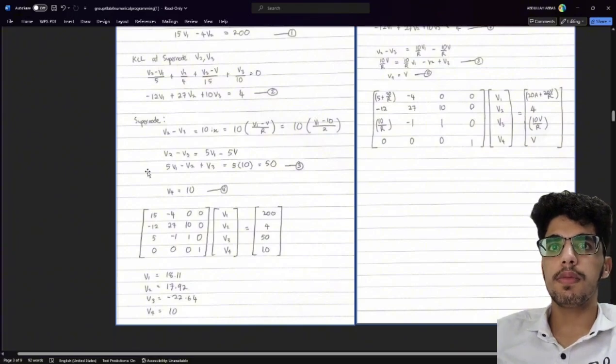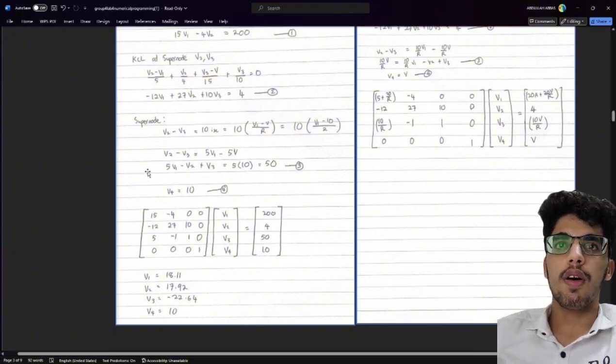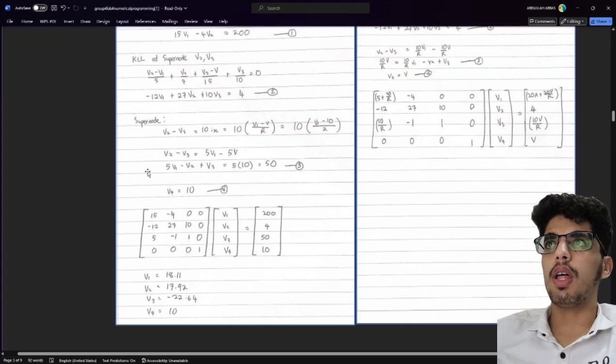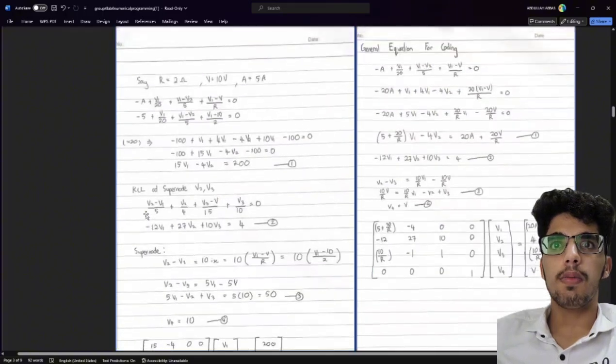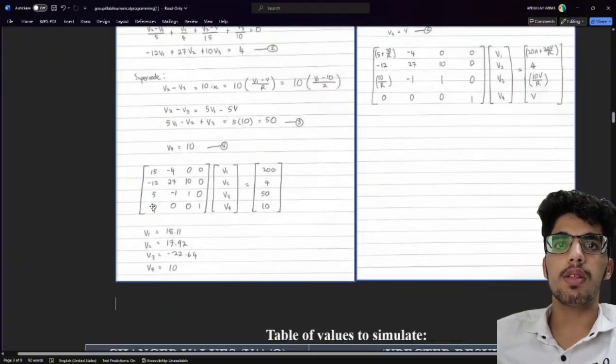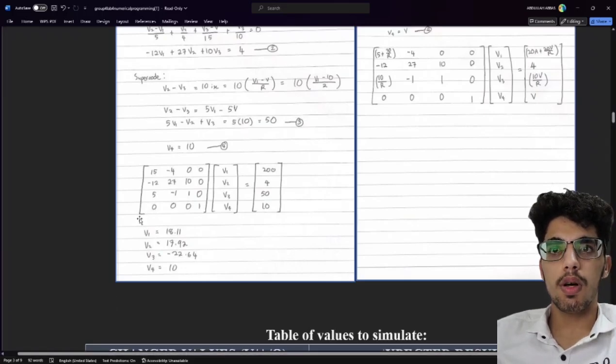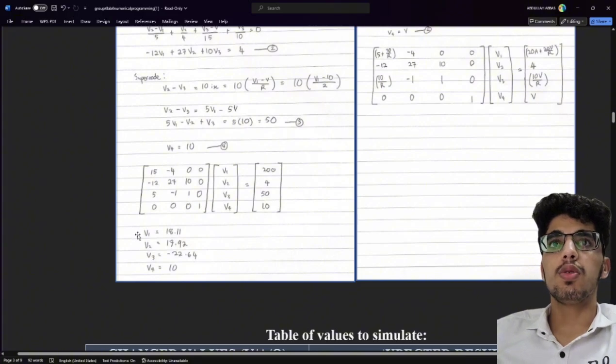V4 equal 10. So we got V1 equal 18.11, V2 equal 70.92, and V3 equal minus 22.64. We got V4 equal 10.